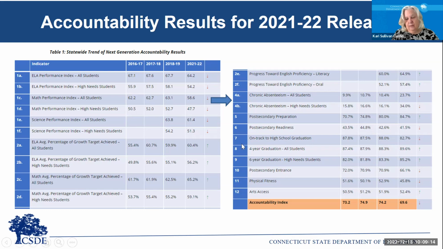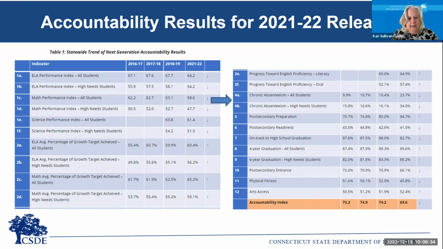And so these show the rates for all students in Connecticut. We went from 9.9, 10.7, 10.4 in 2018-19, the year before the pandemic, to 23.7 in 21-22. And our high needs students are even that much higher.